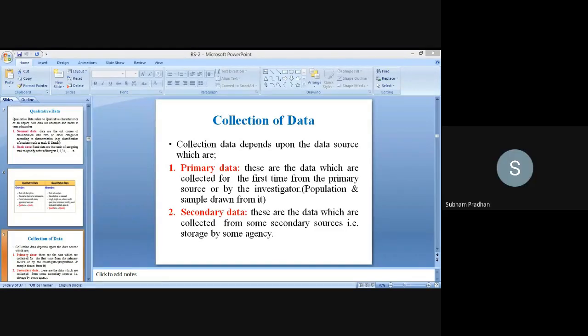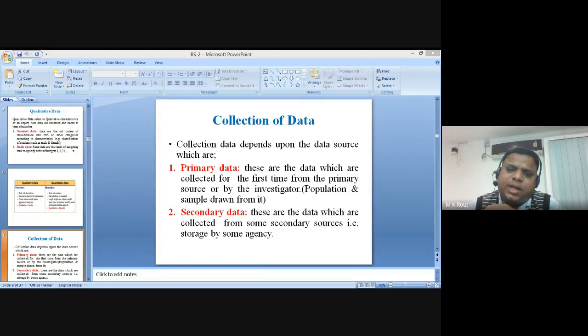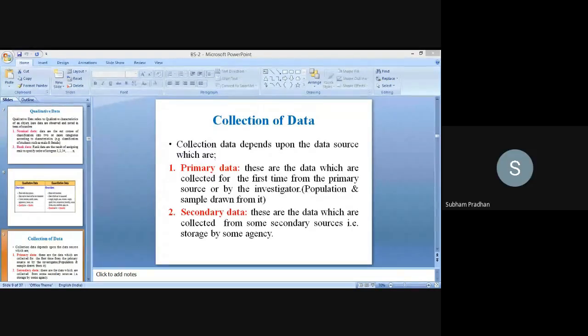Sir, why? Because it is represented in numbers. Okay, the same thing: both in case of qualitative and quantitative, all are present in the form of numbers. But the thing is that in case of quantitative data, you directly measure those things, whereas in case of that number, it cannot be measured. The employee ID cannot be measured.